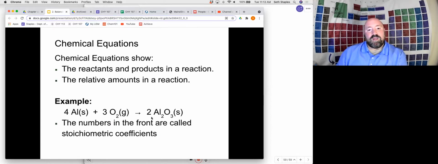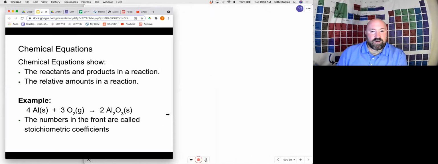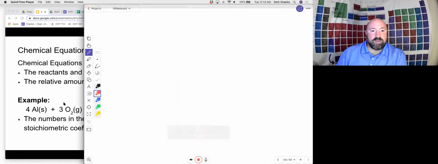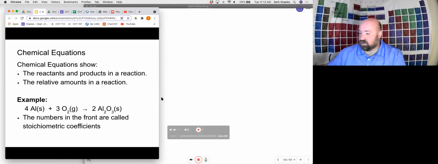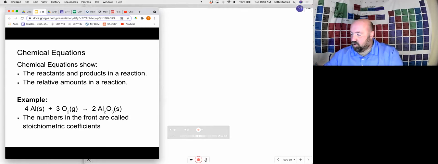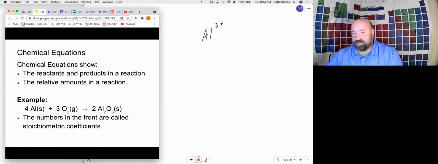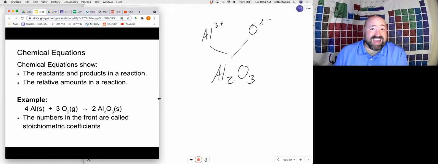We have to note that our product here follows the rules that we've already talked about. When aluminum and oxygen come together to form a compound, so aluminum, remember, with its 3+ charge, oxygen with its 2- charge, when the two of those come together to form a compound, the chemical formula for that is going to be Al2O3. And that, in fact, is the formula that we see here.